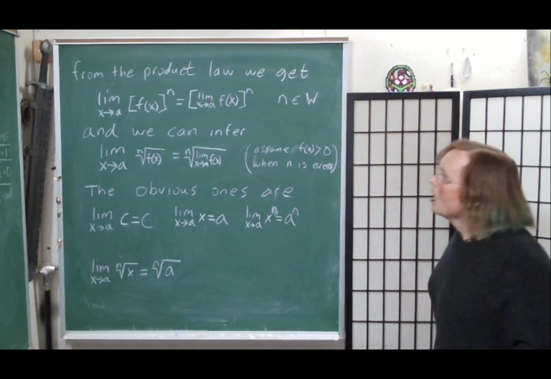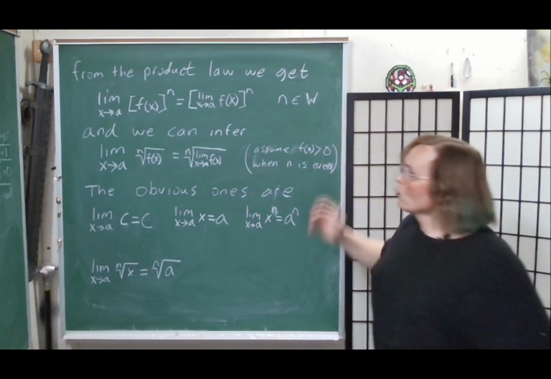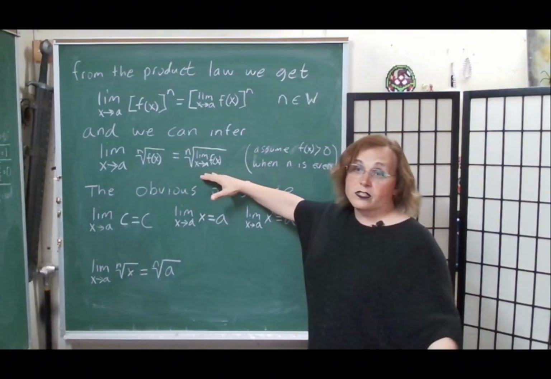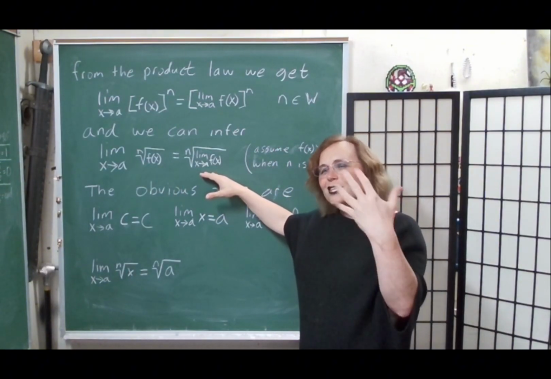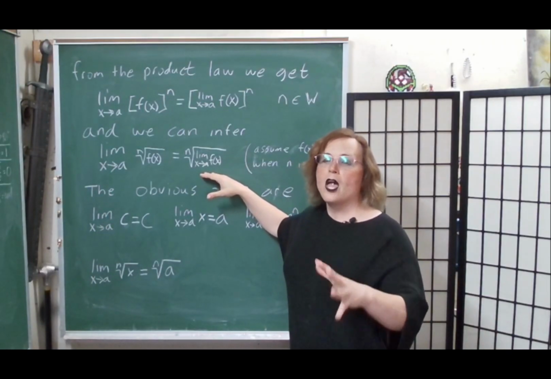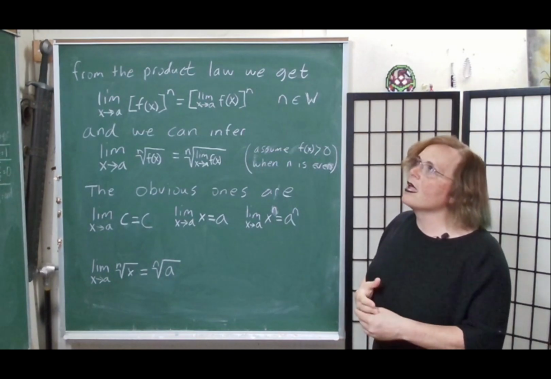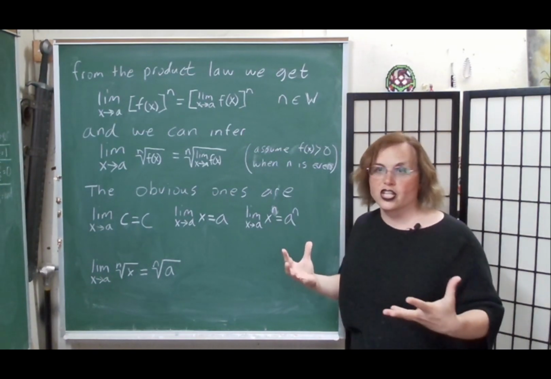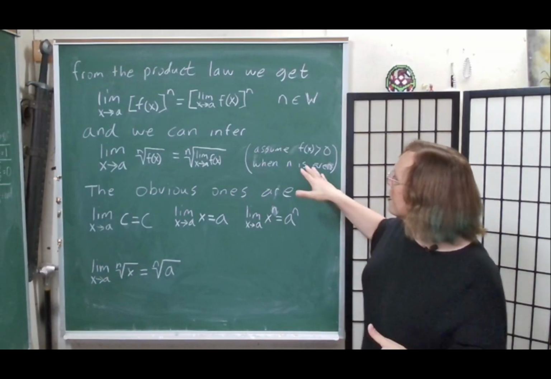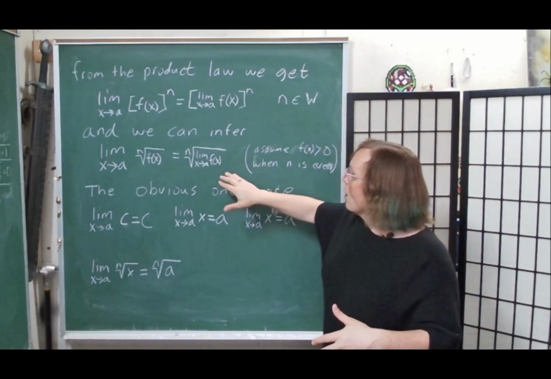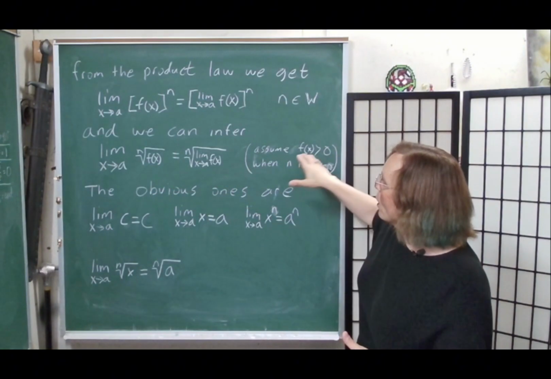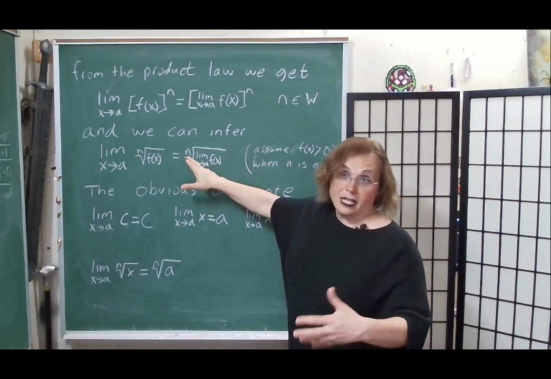Okay? And then from that power rule, we can kind of infer the root law, which works the same way. Now, it's not a direct inference. There's quite a bit of extra work you do when you're proving this one, but from intuitive logic, it would follow. Now, the one thing we have to make sure that we look at here is that the limit of f of x, or f of x itself, would have to be greater than 0 whenever n is an even value.